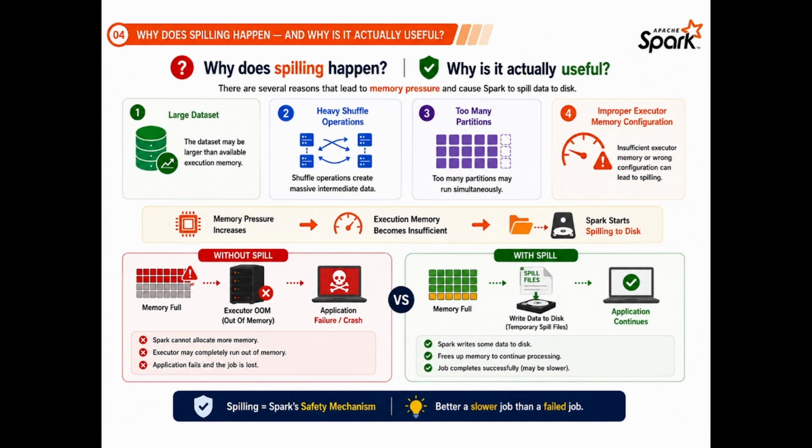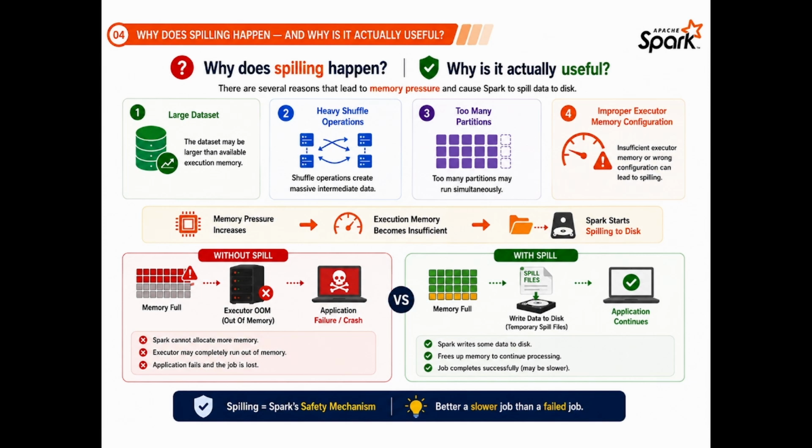So, as memory pressure starts increasing, Spark reaches an important decision point. The trade-off is clear: crash the job or slow it down and keep it running. Spark almost always chooses the latter. Spark temporarily uses disk to keep the workload alive. That is spilling in action, and it's more common than most engineers realize.